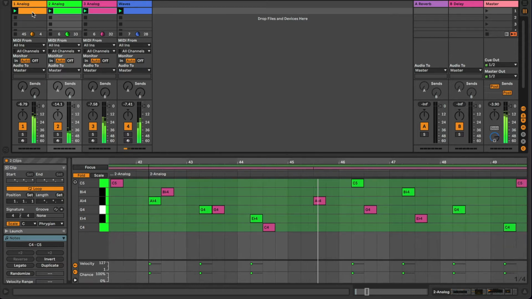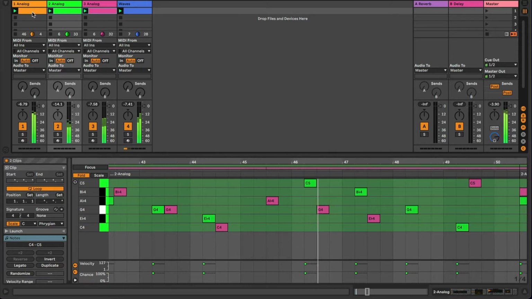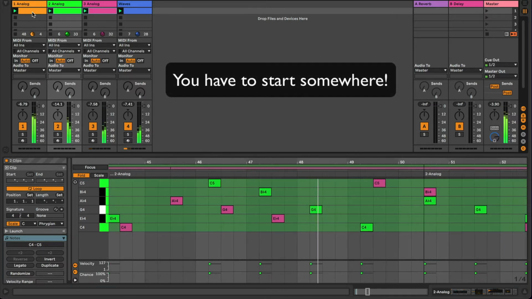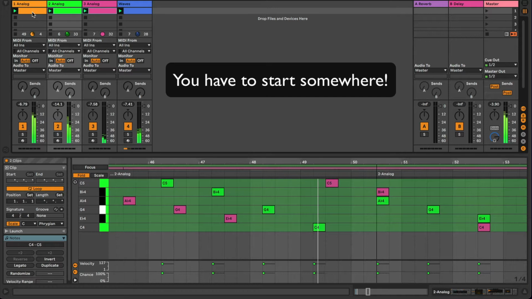Even if you maybe don't have the confidence or a lot of experience, and you're like, I really like this sound, but how do I make this? Well, here's one way to do it. Let's deconstruct this and we'll take a peek.